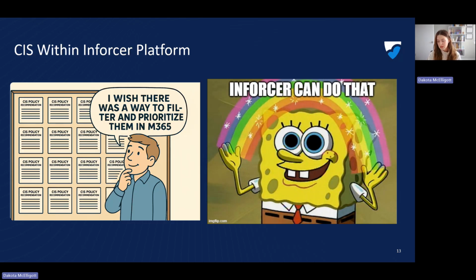So most teams look at that pile of recommendations and think, how am I supposed to filter this? How do I know what matters most to my tenant, my customer's tenant? And where do I even begin in this process? And that's exactly the gap that Enforcer is filling.